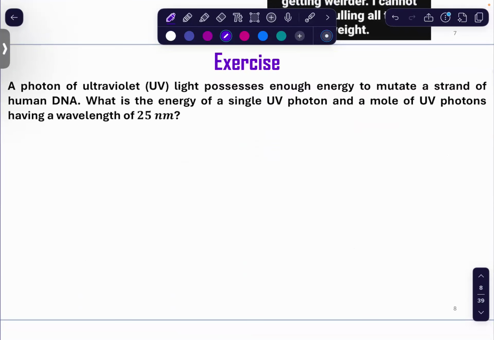But we want to be able to solve problems using this. So let's say we have a photon of ultraviolet radiation. Ultraviolet light, UV, possesses enough energy to mutate a strand of human DNA. What is the energy of a single UV photon and a mole of UV photons having a wavelength of 25 nanometers?